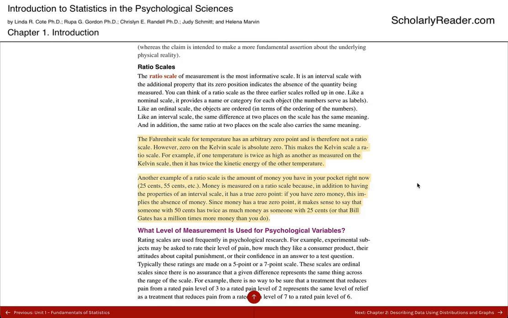Another example of a ratio scale is the amount of money you have in your pocket right now: 25 cents, 55 cents, etc. Money is measured on a ratio scale because, in addition to having the properties of an interval scale, it has a true 0 point. If you have zero money, this implies the absence of money. Since money has a true 0 point, it makes sense to say that someone with 50 cents has twice as much money as someone with 25 cents.